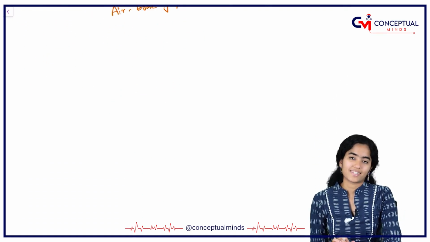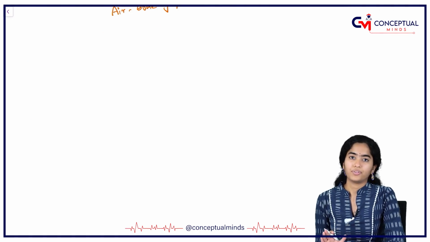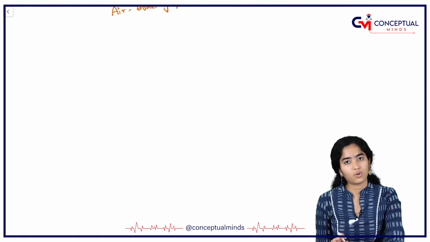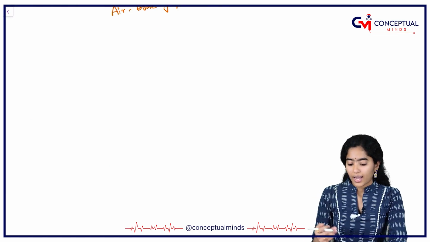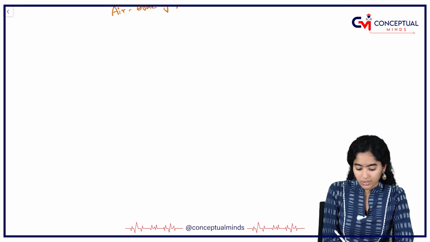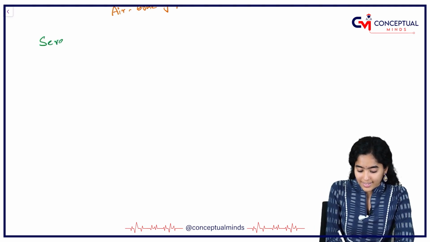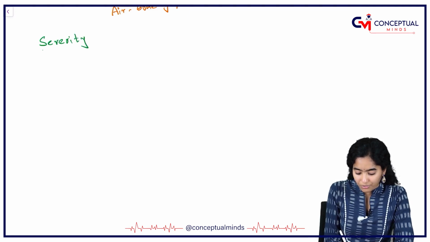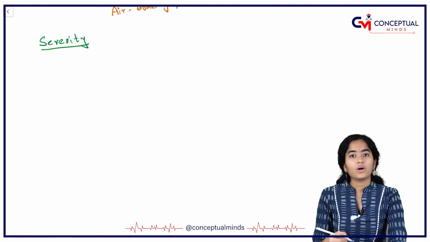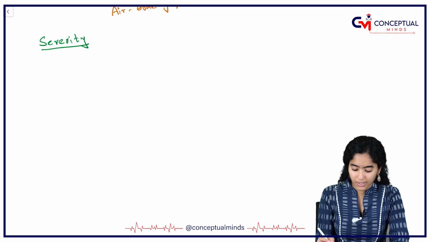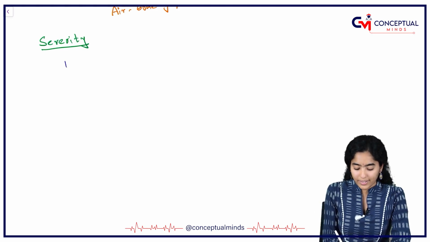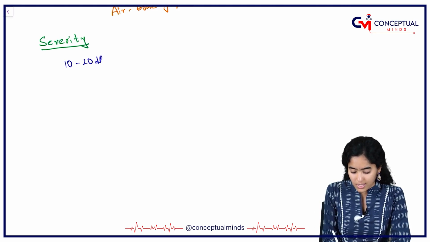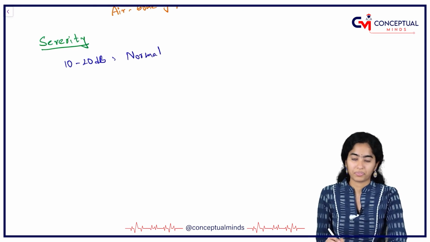So the audiogram gives you information about what type of hearing loss it is, whether it is conductive, sensorineural or mixed. I told you it also tells you about the severity of hearing loss. How do we assess the severity of hearing loss? Anything between 10 to 20 decibels is considered normal. You can say no hearing loss.